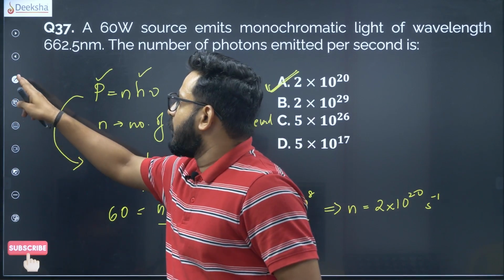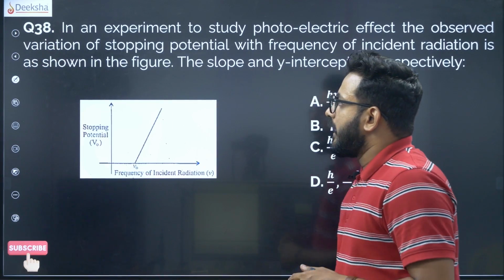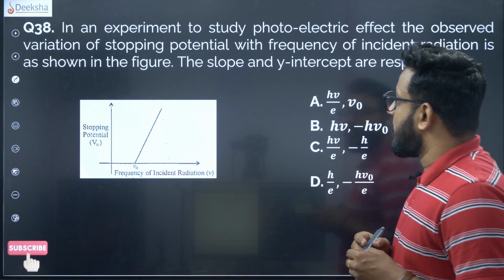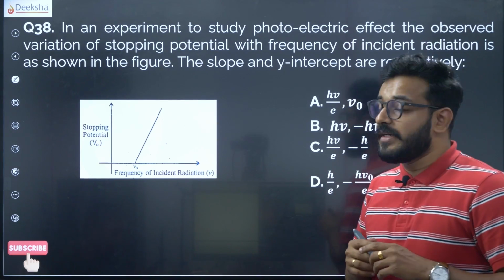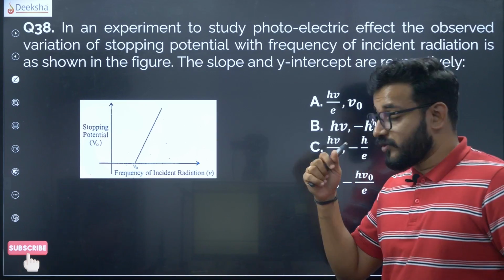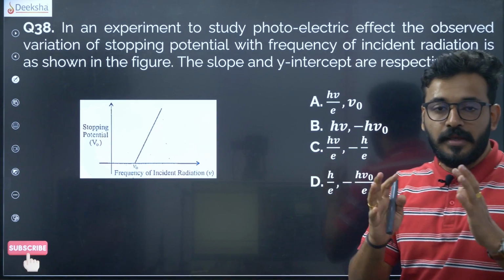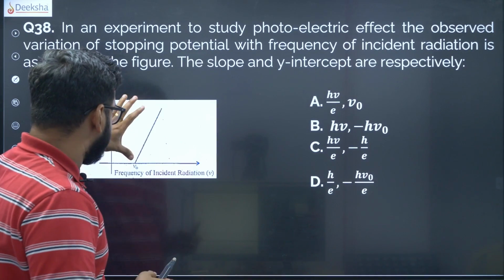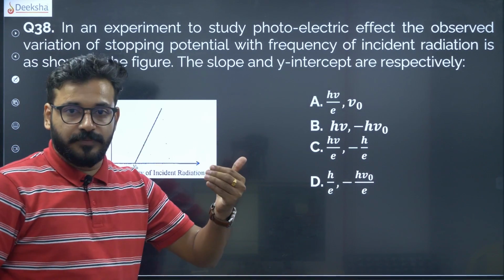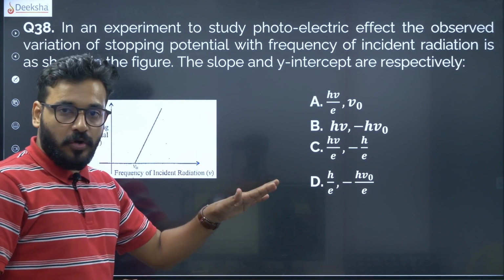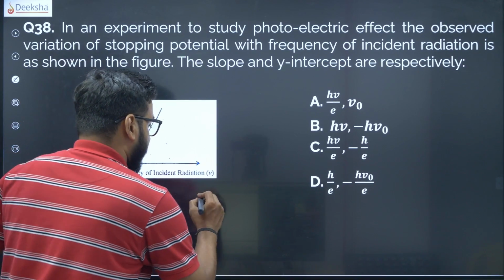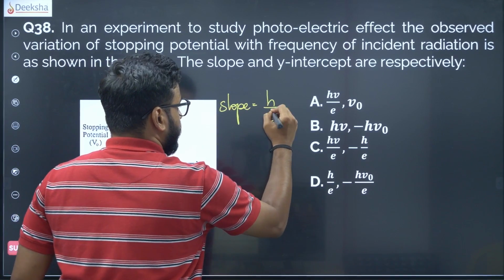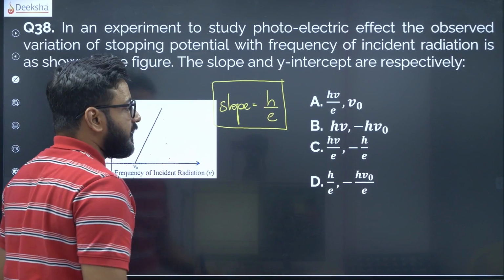All right, next question. In an experiment to study the photoelectric effect, the observer observed variation of stopping potential with frequency of the incident radiation as shown in the figure. The slope and the y-intercept of this graph is. Now this again is a very straightforward question. Why? Because this slope is actually a constant. Every metal will have the same slope. The slope value is h by e. As you know, both h and e are constants.